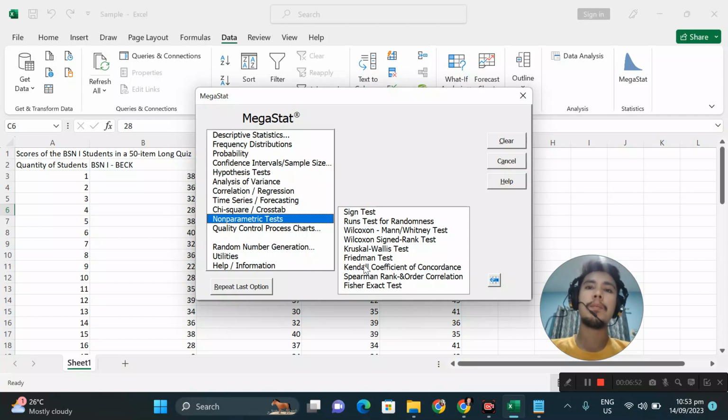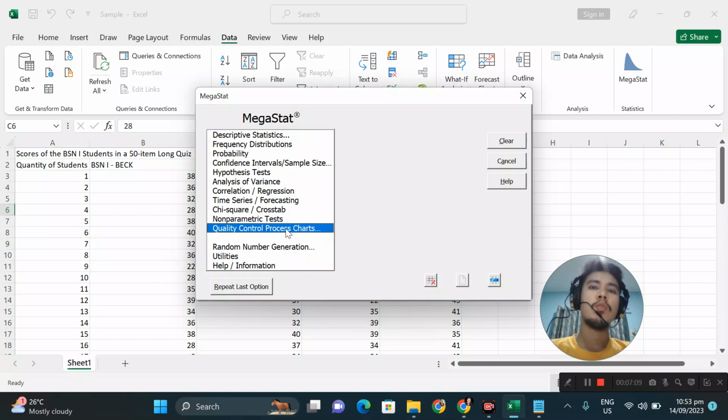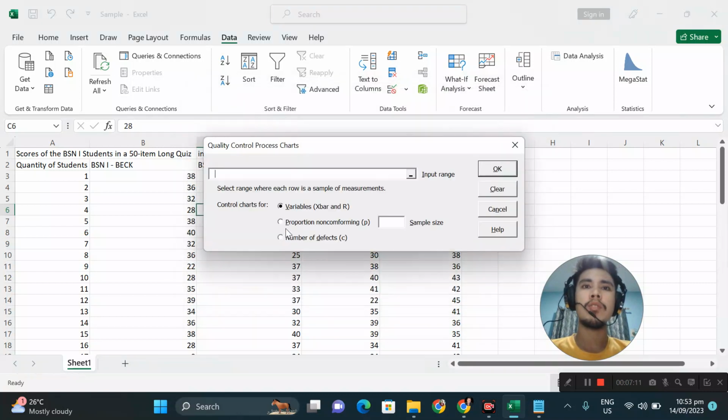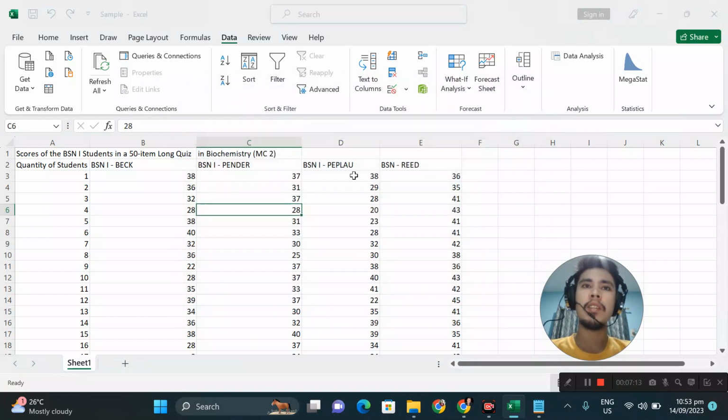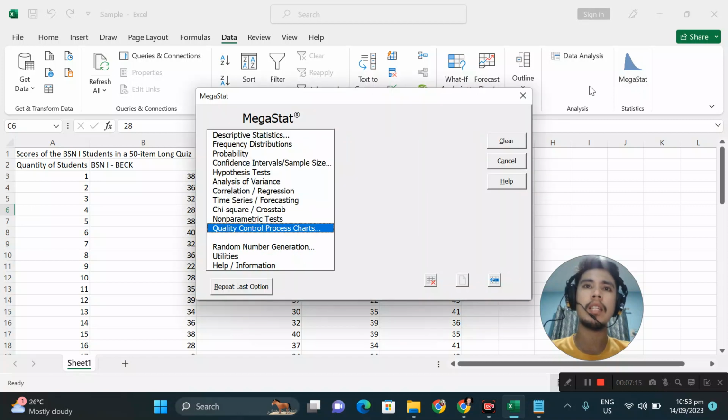I mean the Pearson coefficient correlation test, which is a parametric test compared to the Spearman rank order correlation test. And of course, we have the quality control process charts, which I am not familiar with. Honestly, I'm not familiar with that.